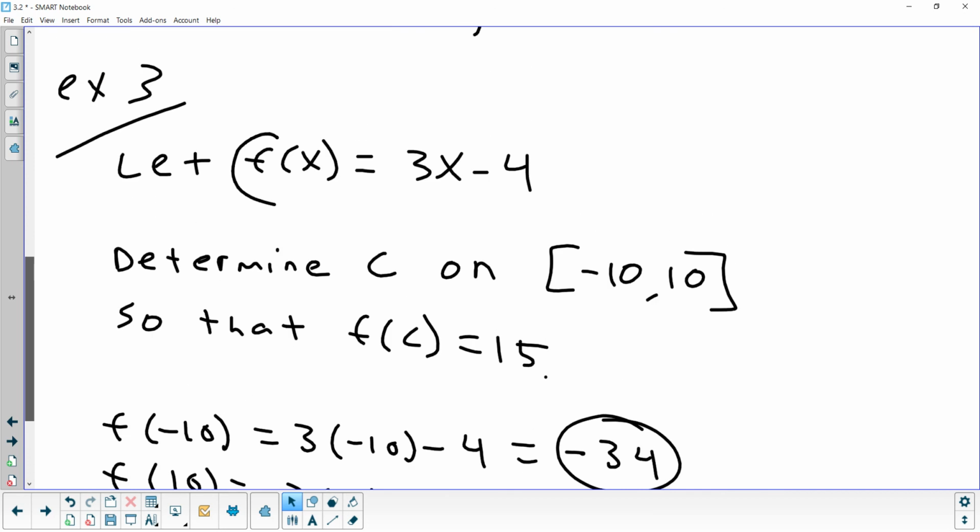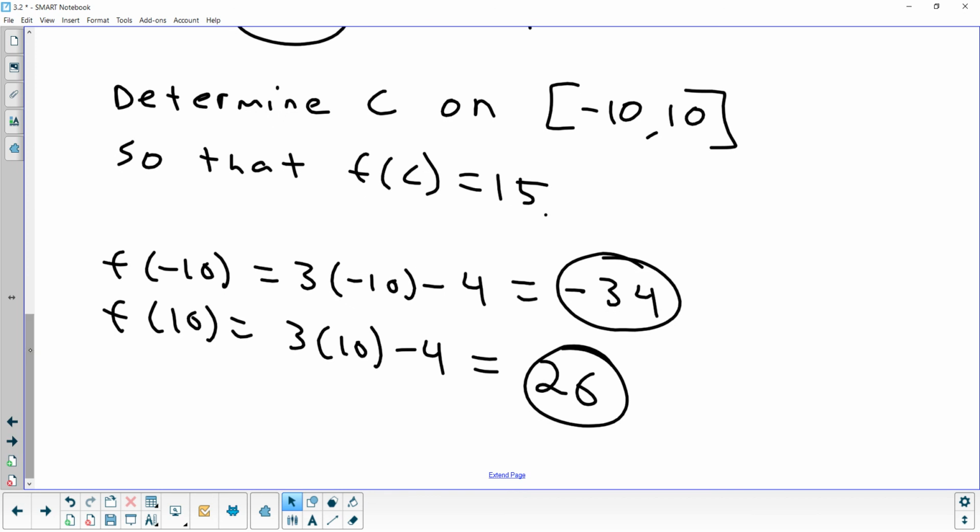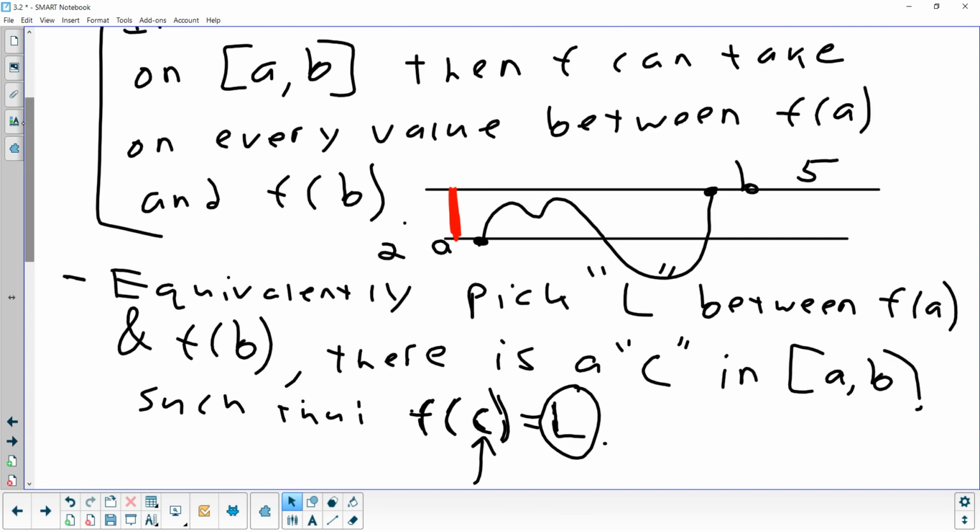So all we have to do is fill in 15 and solve for x. Now if they said to me, find where I hit 57. Well, I never would hit 57 on that interval. So I could solve for where you hit 57, but it's going to be bigger than 10. Okay? So I would never hit it on that interval. Okay? Only numbers between negative 34 and positive 26. That's like this red zone of numbers that I'm going to hit between A and B.